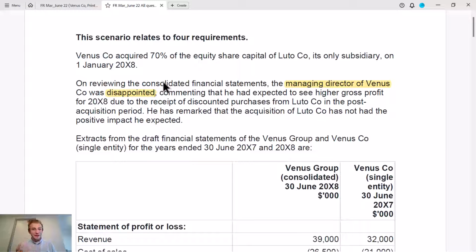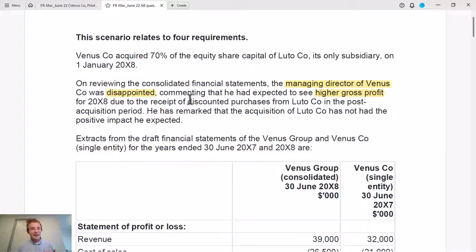The managing director was disappointed. So you've got to talk about performance, and the expectation straight away is the managing director is already disappointed. Should the person be disappointed? Yes or no? This is where you apply your knowledge and the figures from the scenario. What did they expect to see? A higher gross profit. That is one point that you should be referring to within your answer.